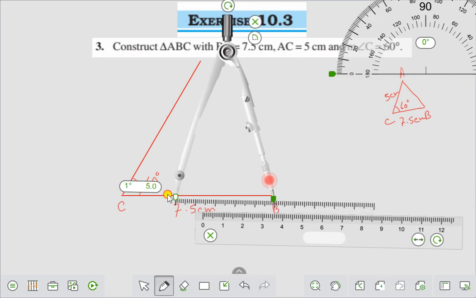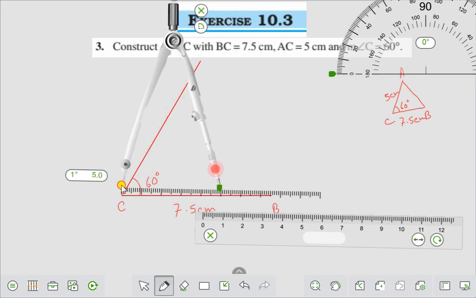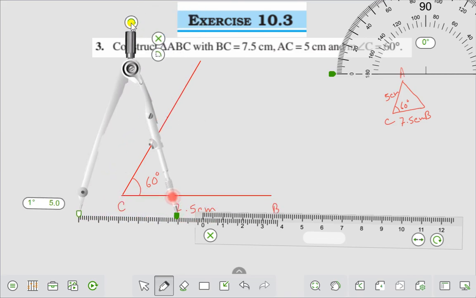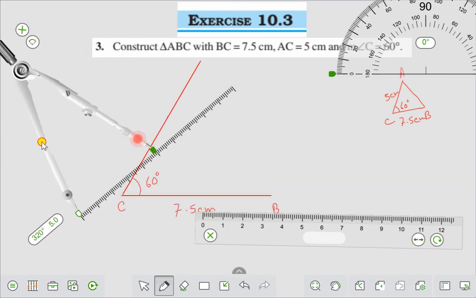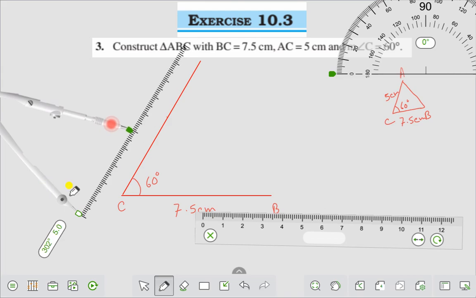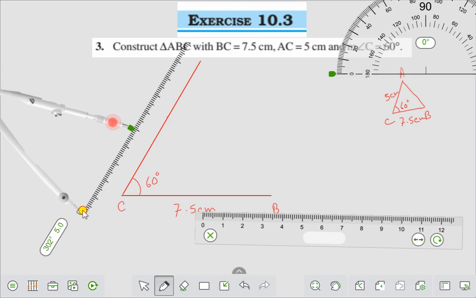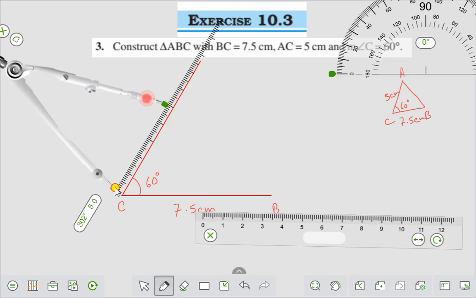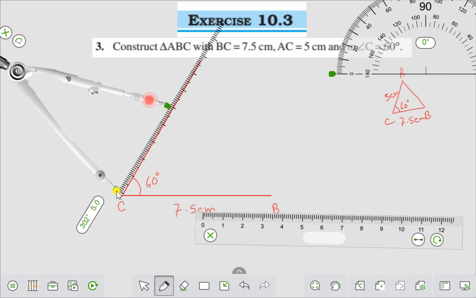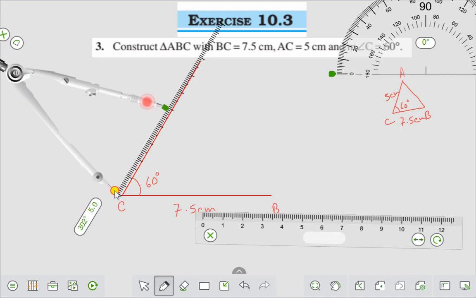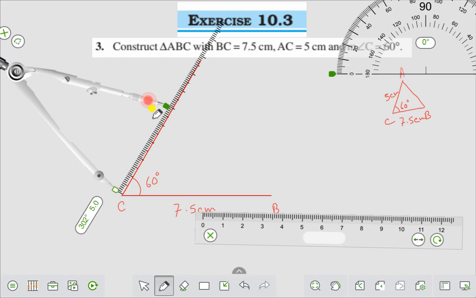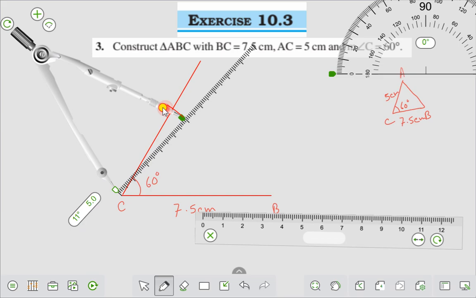With this pointer at point C, cut a length of 5 centimeter. Take the pointer at point C and cut exactly 5 centimeter.